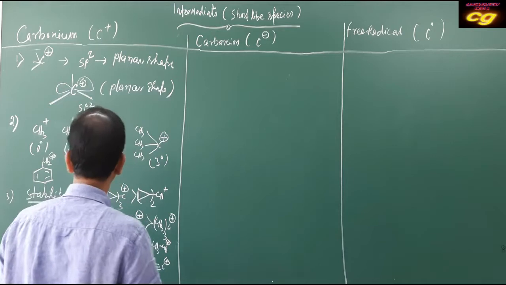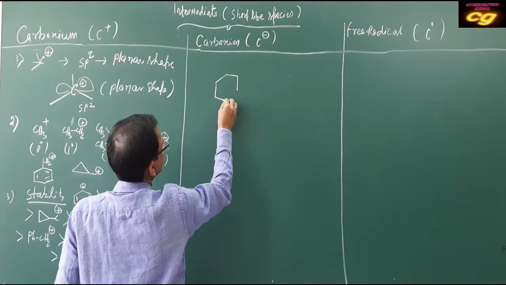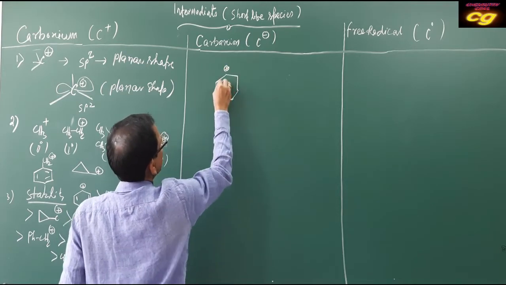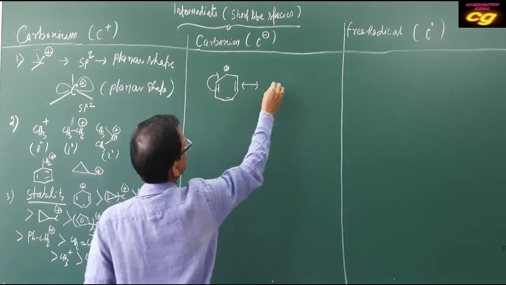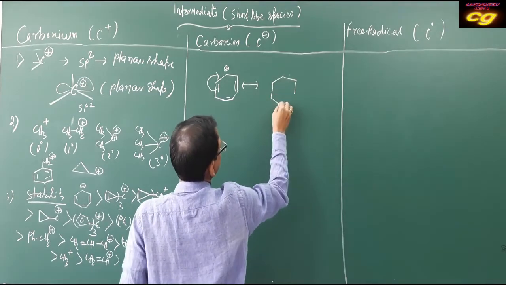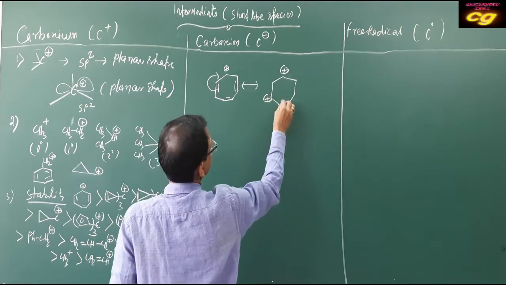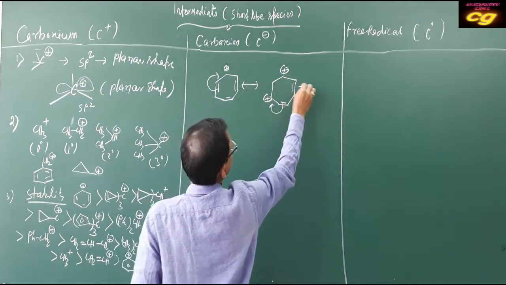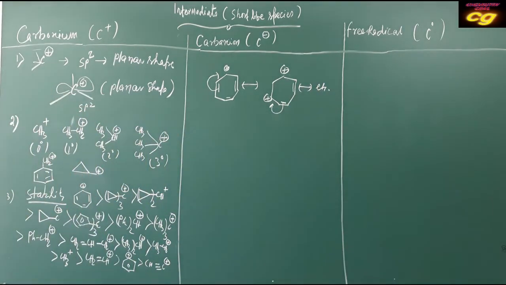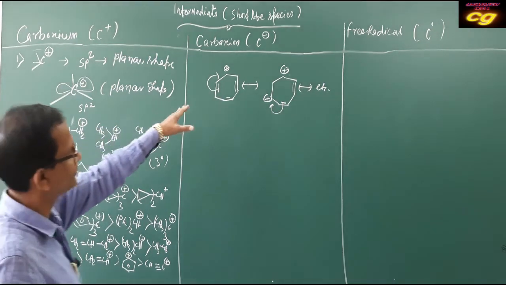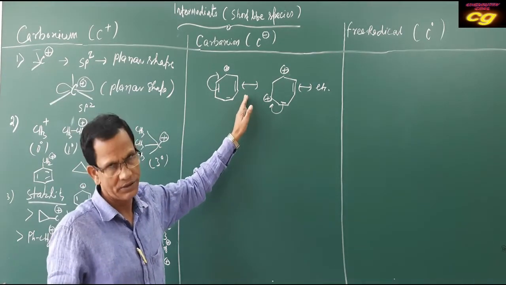For example, I will take this one, the propylium ion. If you see the structure of the propylium ion, this is the conjugation, that's why stability is more. The first resonance structure of this propylium ion is this, then this one, then like this. So different types of pi conjugation are possible, that's why stability is more. So this type of carbocation stability is due to resonance.